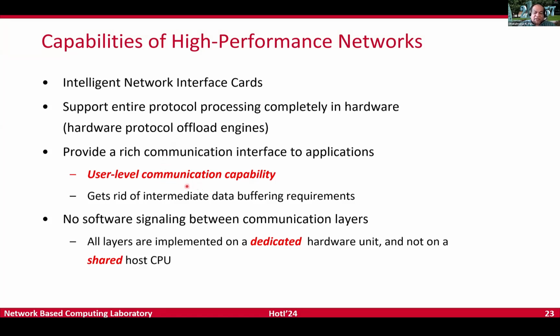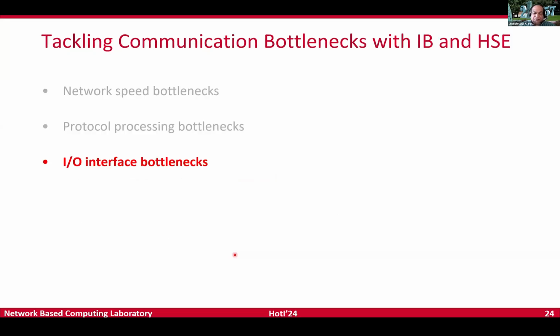and in the networking literature, if you go and search, it stands for user level communication capability. We'll go into a little more detail on how that API looks and how it gets offloaded into the network. But the idea is that if you do that, then you don't have to go through this software signaling between communication layers, as TCP/IP had introduced earlier. These layers can be implemented by dedicated hardware units or some shared host CPU. Multiple architectures can come.